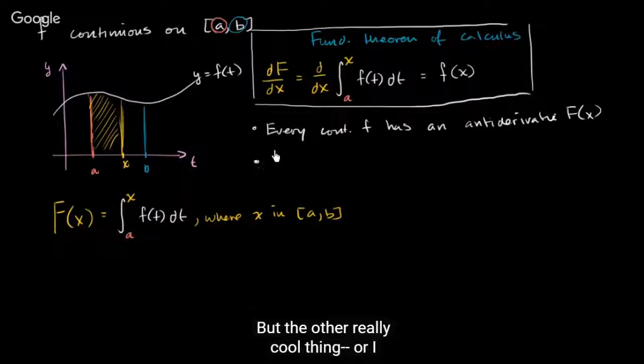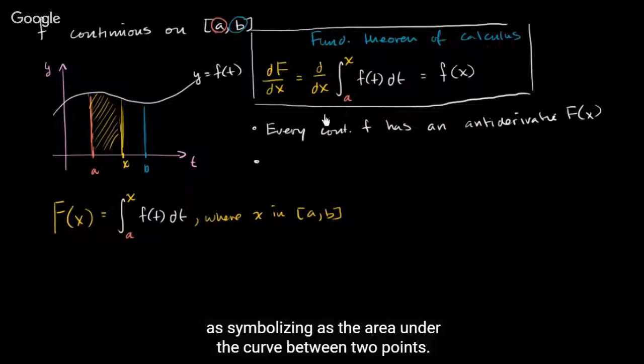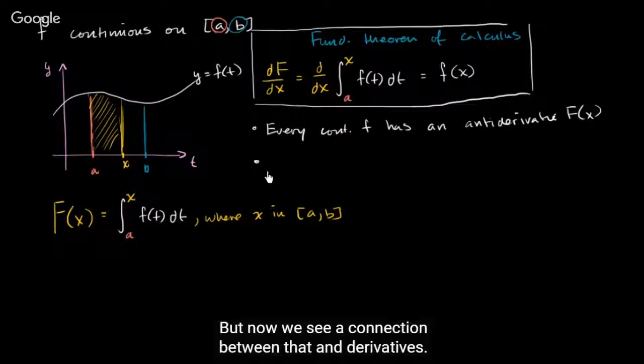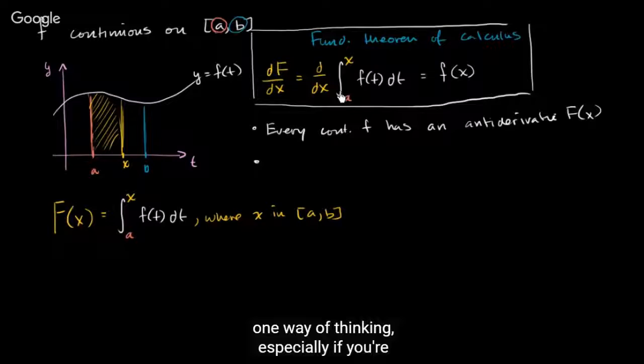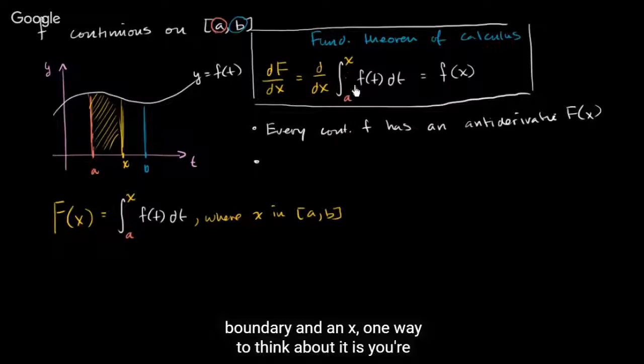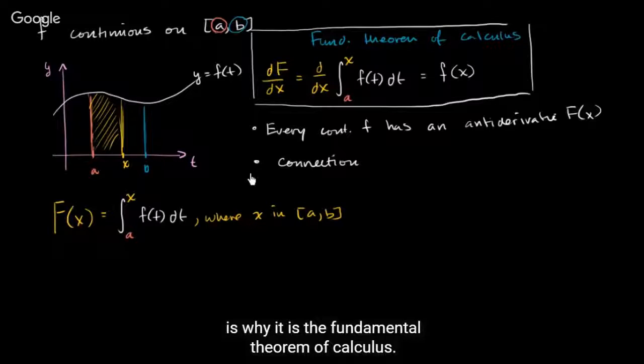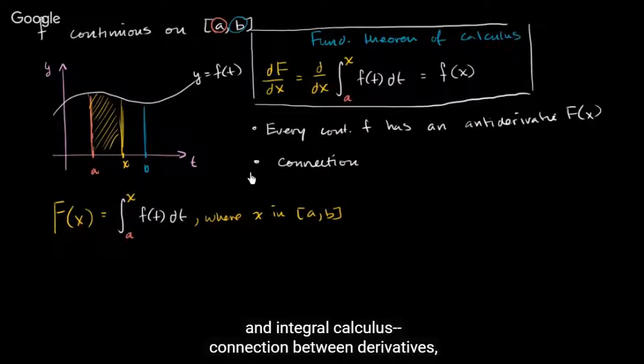But the other really cool thing, or I guess these are somewhat related, is remember, coming into this, all we did, we just viewed the definite integral as symbolizing the area under the curve between two points. That's where that Riemann definition of integration comes from. But now we see a connection between that and derivatives. When you're taking the definite integral, especially between a lower boundary and an x, one way to think about it is you're essentially taking an antiderivative. So we now see a connection. And this is why it is the fundamental theorem of calculus. It connects differential calculus and integral calculus.